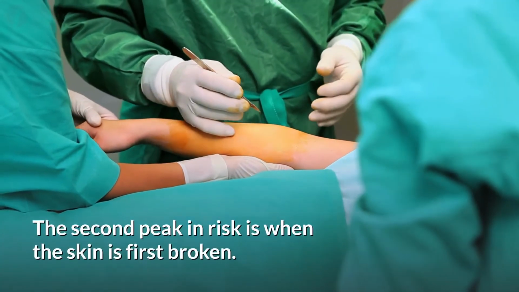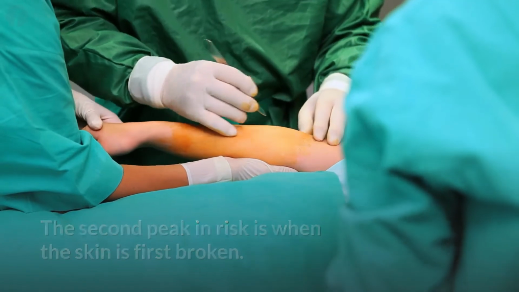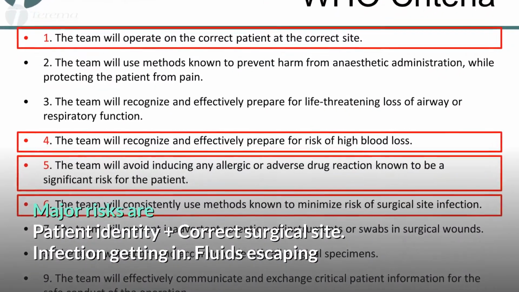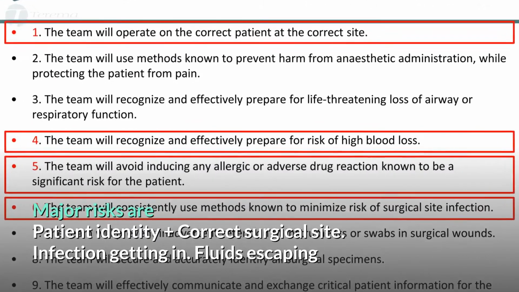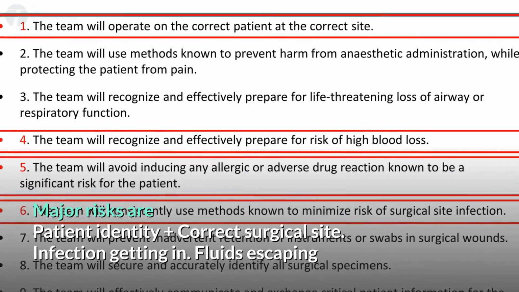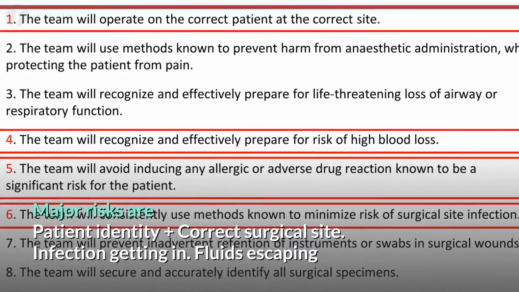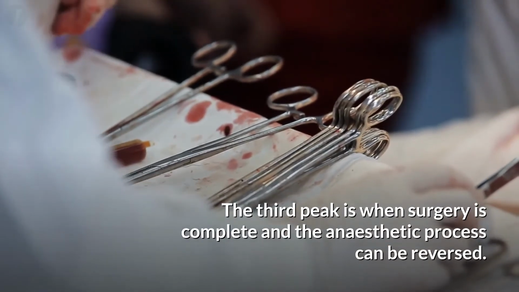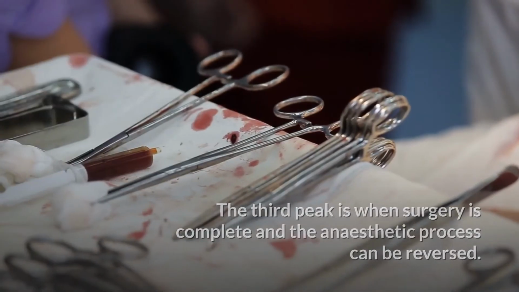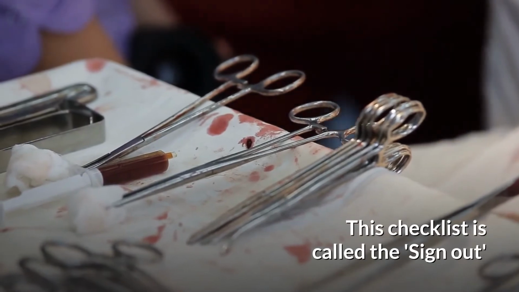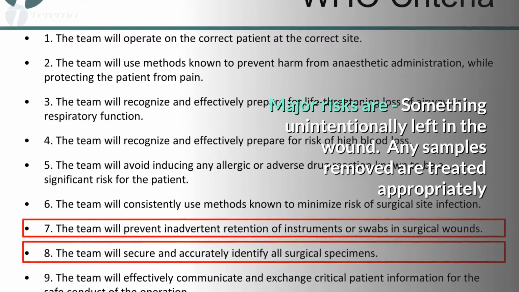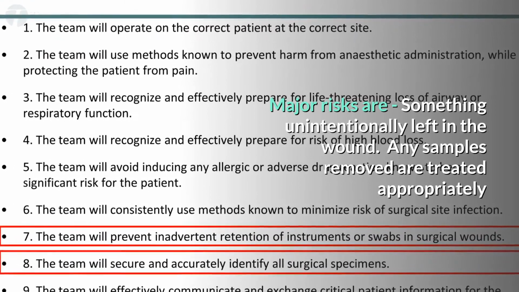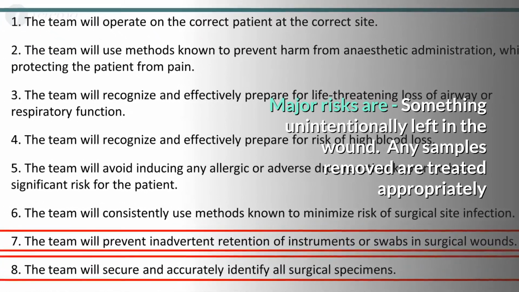The second peak in risk is when the skin is first broken. This checklist is called the timeout. Major risks are patient identity, correct surgical site, infection getting in, fluids escaping. The third peak is when the surgery is complete and the anaesthetic process can be reversed. This checklist is called the sign out. Major risks are something unintentionally left in the wound, and whether any samples removed are treated appropriately.